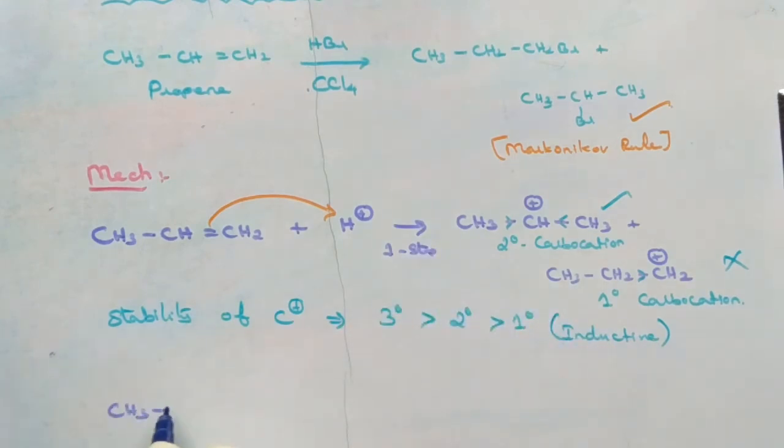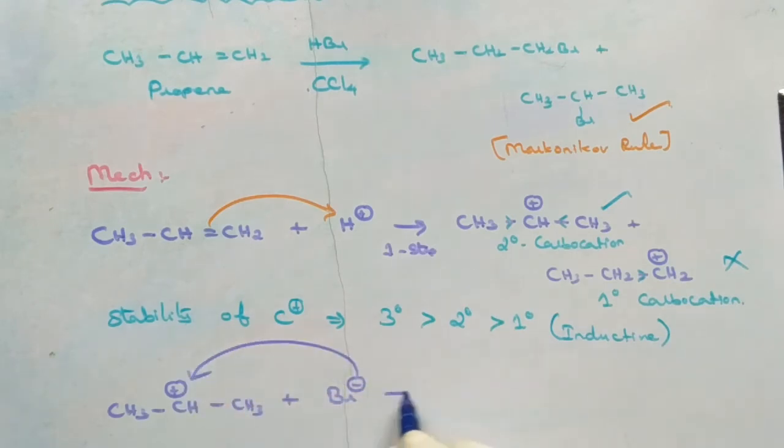In the second step, this will be attacked by the nucleophile, that is Br minus. So Br minus will attack the carbocation, and we will get 2-bromopropane, due to the stability of the secondary carbocation. This is the second step of this reaction.